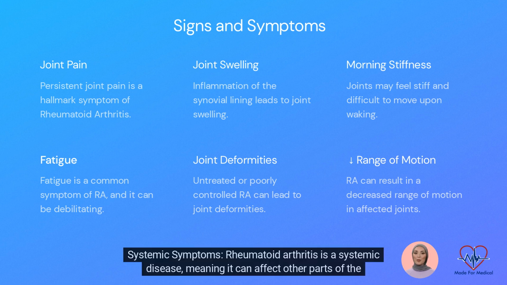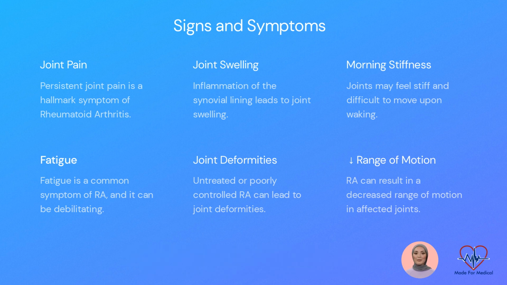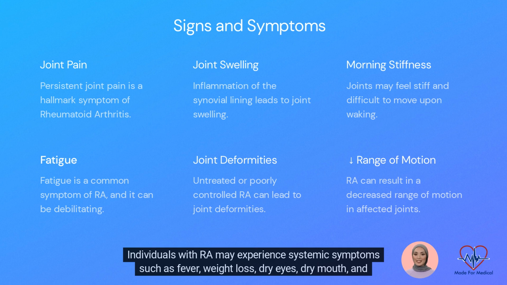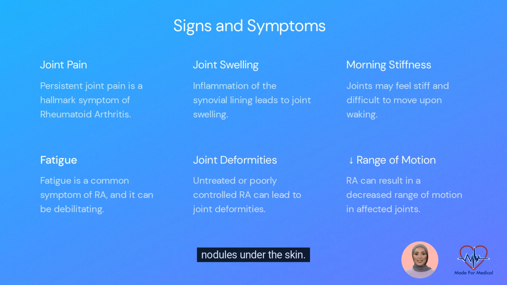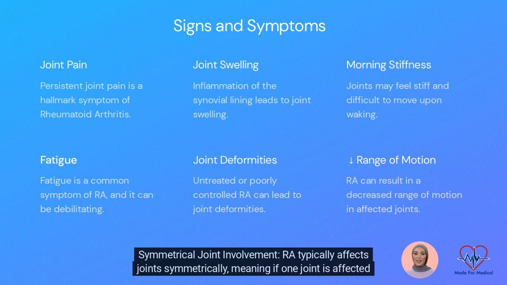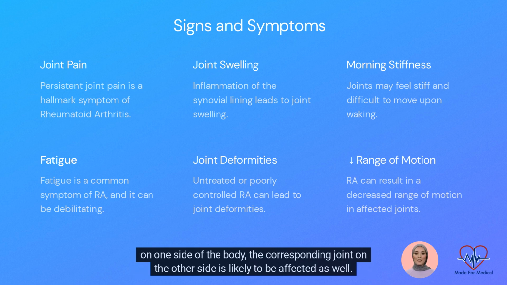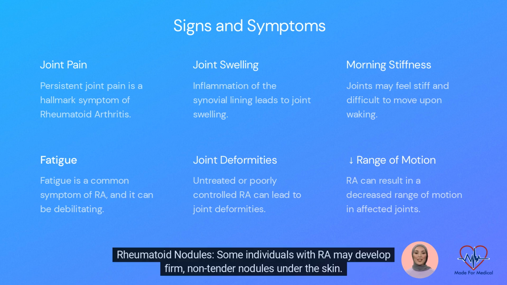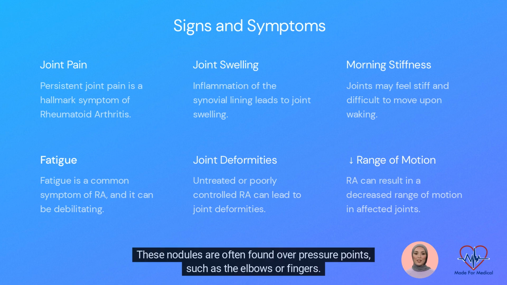Systemic symptoms. Rheumatoid arthritis is a systemic disease, meaning it can affect other parts of the body beyond the joints. Individuals with RA may experience systemic symptoms such as fever, weight loss, dry eyes, dry mouth, and nodules under the skin. Symmetrical joint involvement. RA typically affects joints symmetrically, meaning if one joint is affected on one side of the body, the corresponding joint on the other side is likely to be affected as well. Rheumatoid nodules. Some individuals with RA may develop firm, non-tender nodules under the skin. These nodules are often found over pressure points, such as the elbows or fingers.